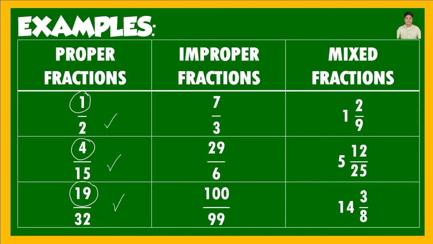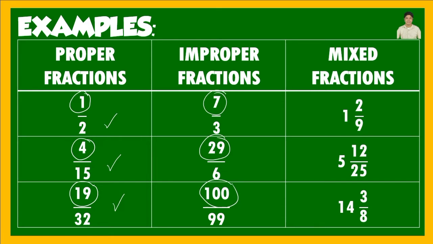So, let us have improper fractions. Kung sa proper fractions, the value of the numerator is less than the denominator, for improper fractions, as you can see, mas mataas po yung value ng numerator kesa sa ating denominator. 7 over 3. 7 is greater than 3. That is why 7 over 3 is an example of improper fractions. Same with 29 over 6 and 100 over 99. So usually, mga improper fractions po, sinisimplify po natin yan and then we make it as mixed fractions.